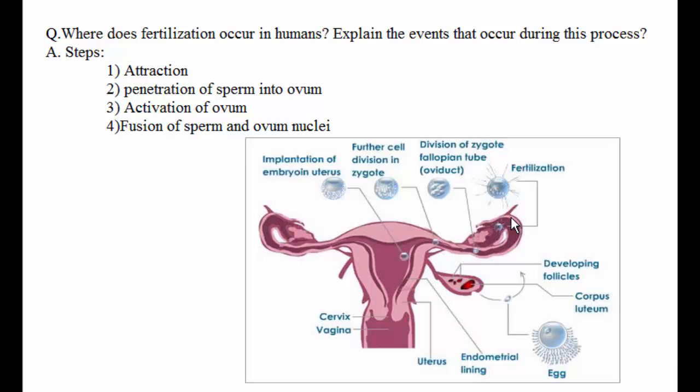The centrioles of the middle piece of the sperm form the spindle, and the nuclear membranes of the sperm and ovum break down. This process of mixing of the haploid sperm nucleus with the haploid egg nucleus is called amphimixis. The fusion product of the sperm and egg pronuclei results in the formation of a diploid zygote, which initiates the pregnancy in females. So these are the steps involved in the fertilization of human beings.